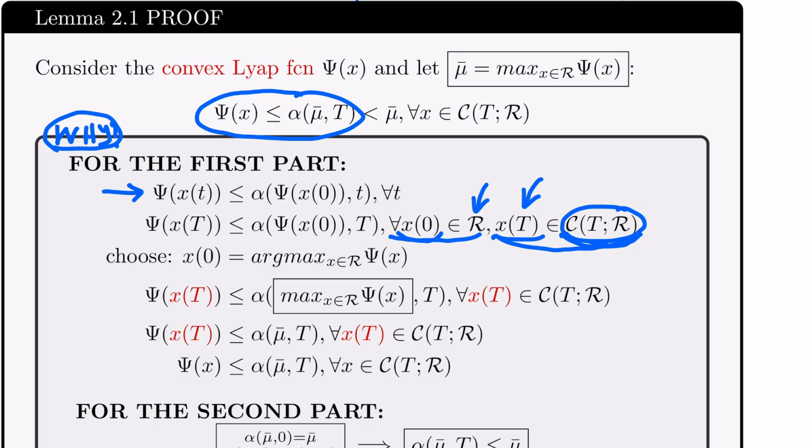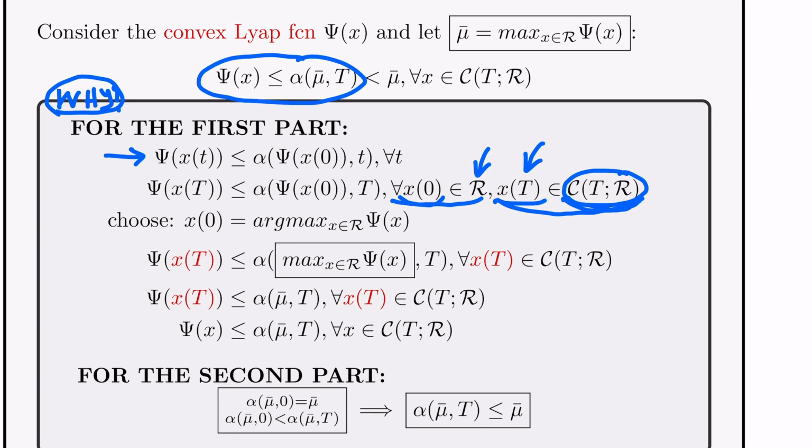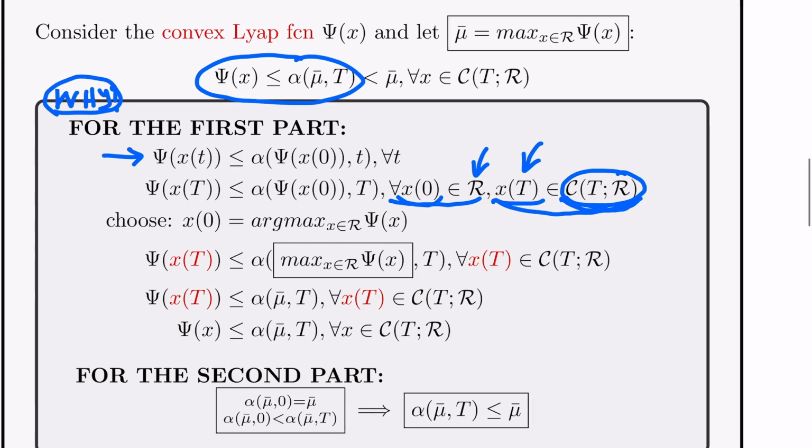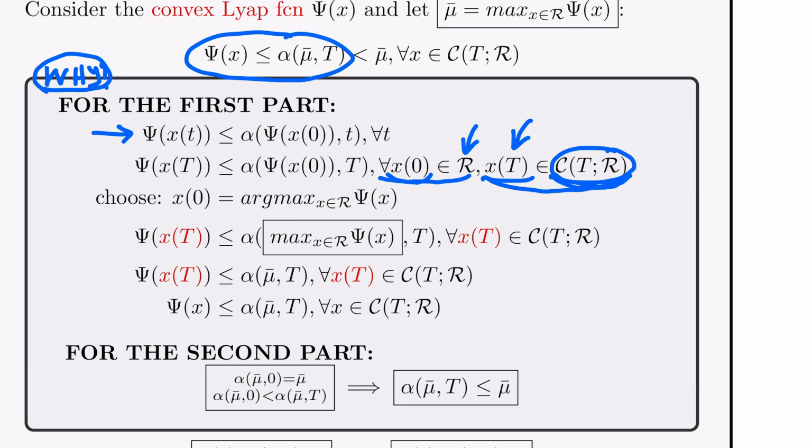Okay, so looking at this, we are allowed to look at any initial point as long as it comes from the given set of initial points, like the R set, right? And we are looking at this specific initial point. Yeah, I mean, this is something we can do.